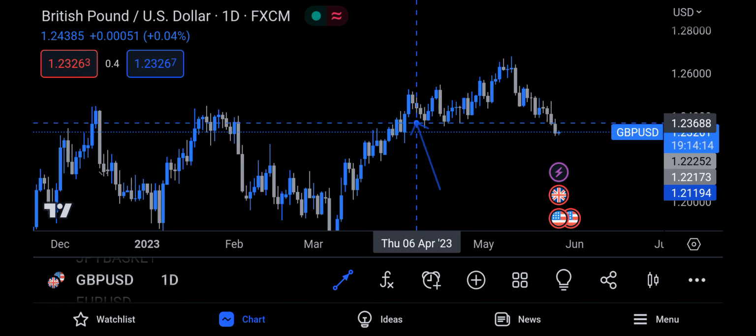So there's a possibility of price reacting off this demand for a continuation to the upside. So we need market to trade below this zone. Let me highlight it again.